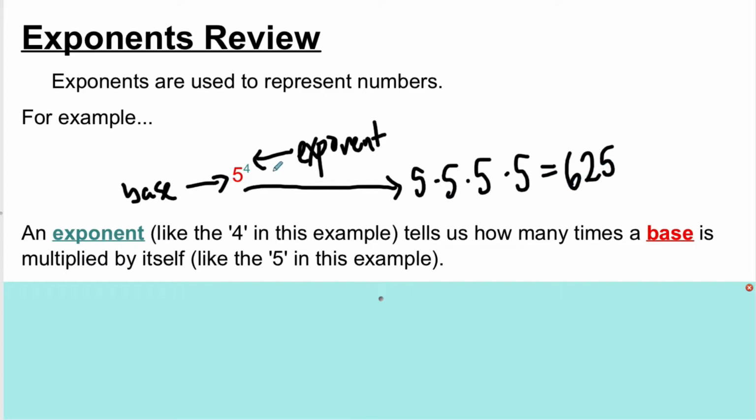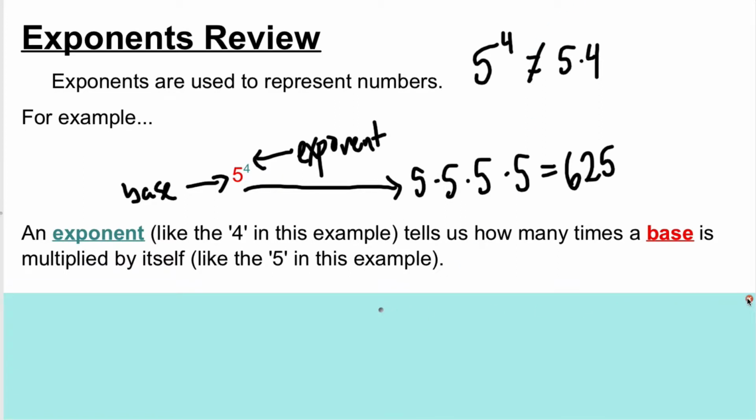So a couple things to be careful of. What is 5 to the fourth power not? 5 to the fourth power is not 5 times 4. Be careful. Like I said, a lot of times people try to whiz through these problems. They look, oh, 5 to the fourth power, 5 times 4 is 20. They move on, but be careful. Exponent tells you how many times to multiply the base by itself. So 5 times 5 times 5 times 5, 625.